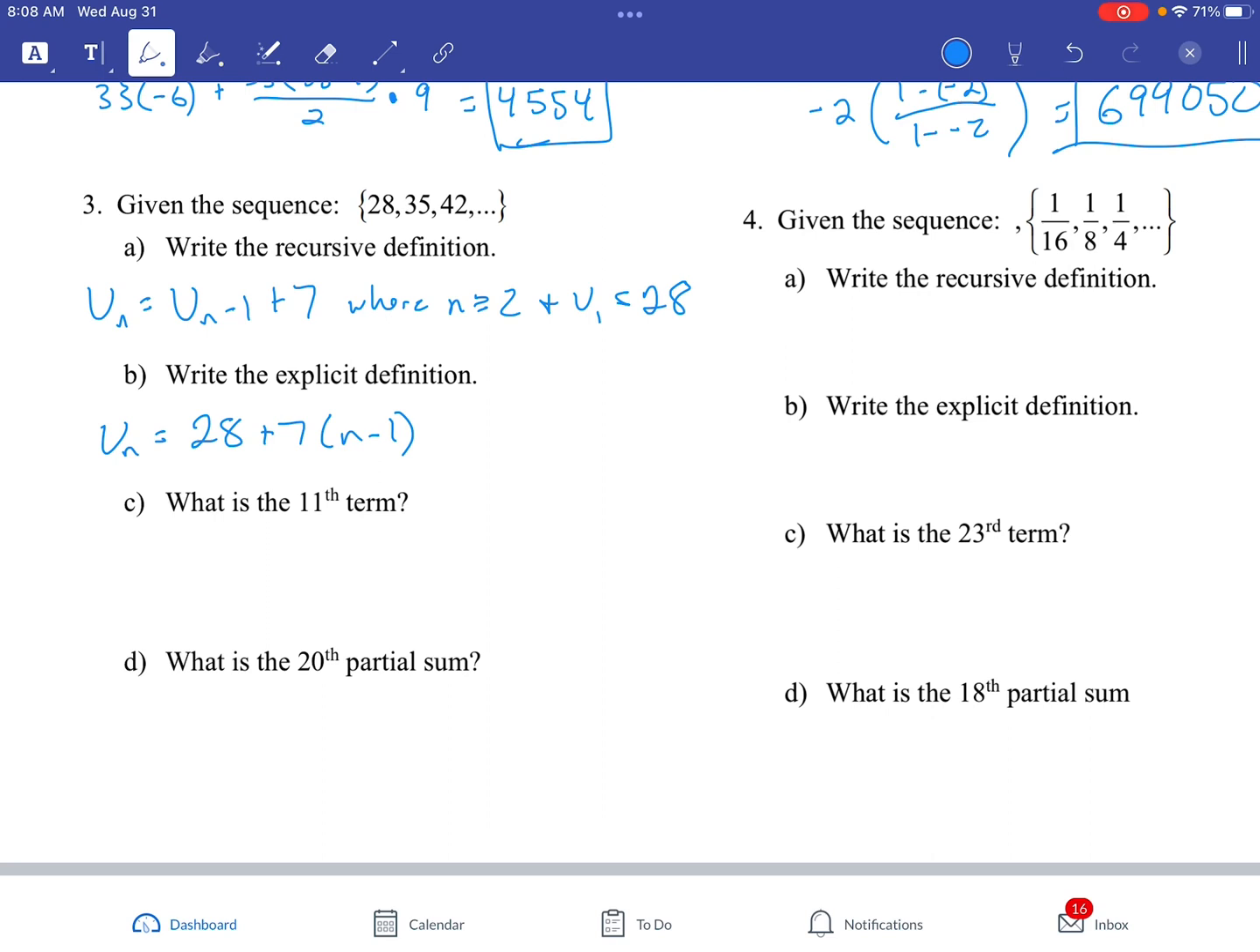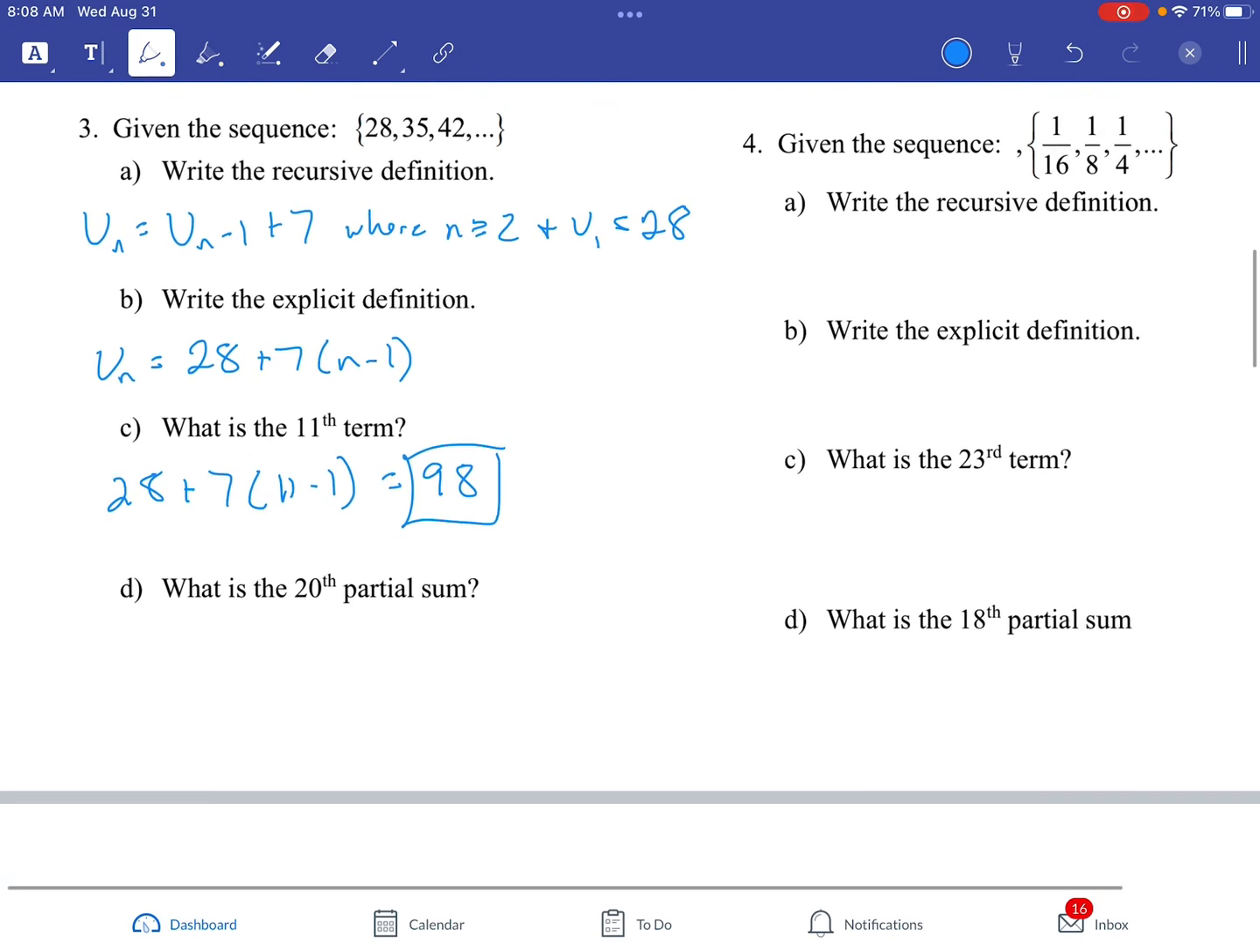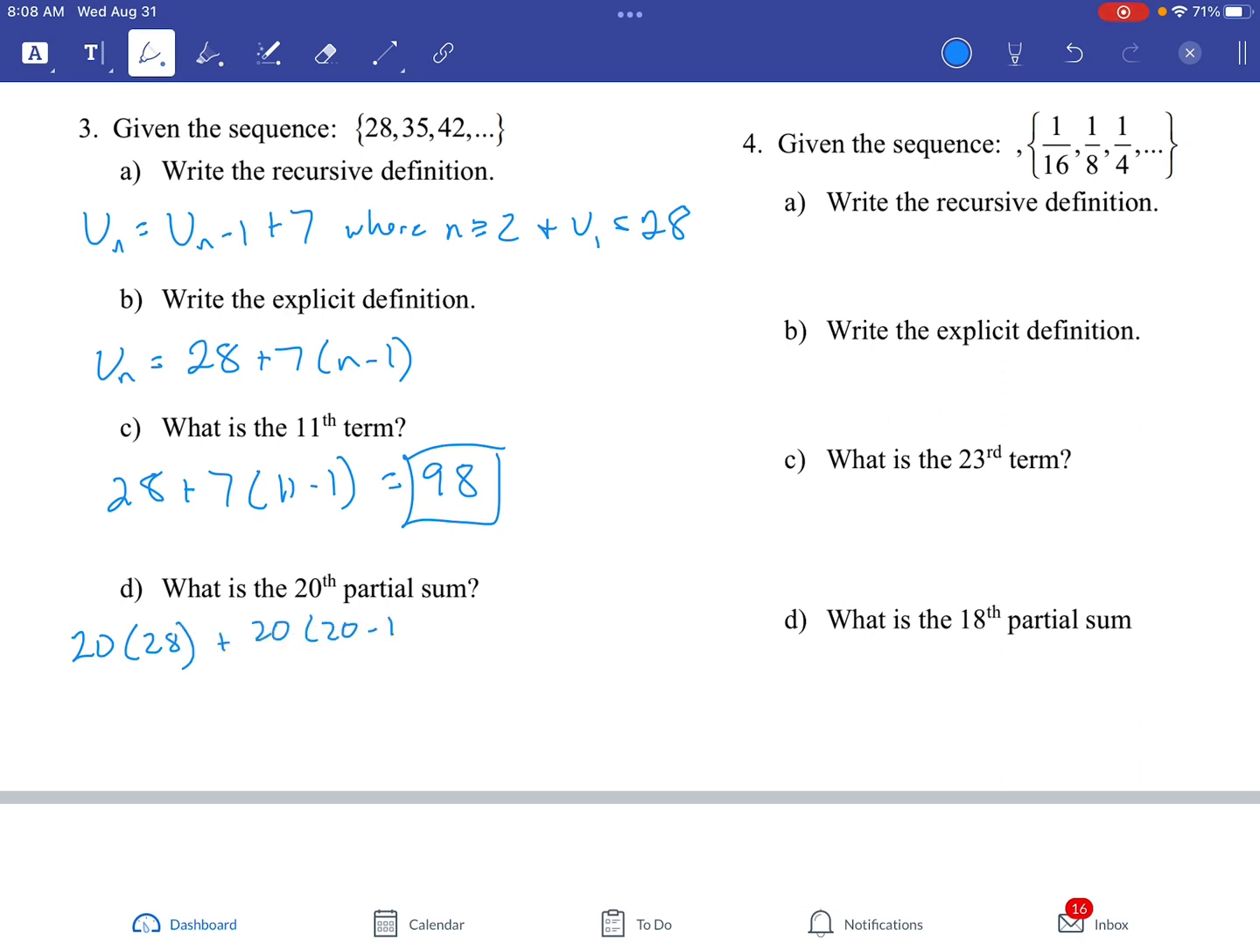Then we're going to find the 11th term using the same formula. So 28 plus 7 times 11 minus 1. 7 times 10 plus 28 is 98. The 20th partial sum would be 20 times 28 plus 20 times 20 minus 1 divided by 2 times the common difference, which is 7. So 20 times 19 divided by 2 times 7 plus 20 times 28 is 1890.